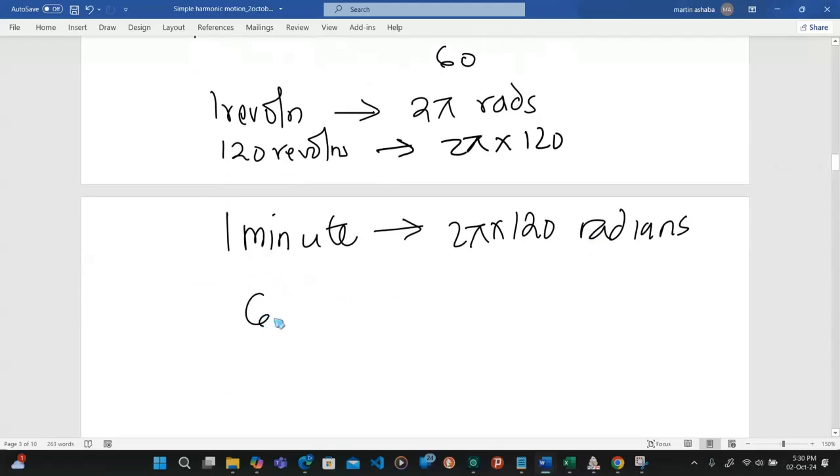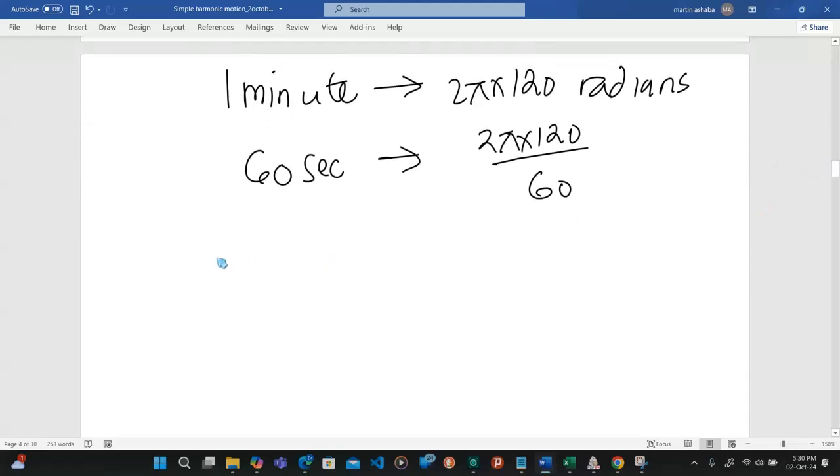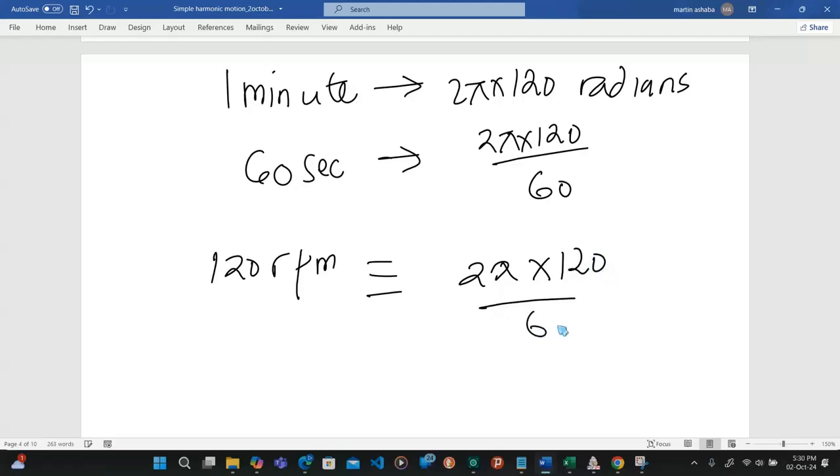What about the 60 seconds? Because this is 1 minute, which is equivalent to 60 seconds. So instead, this is going to be 2 pi times 120 divided by 60. So 120 rpm is equivalent to 2 pi times 120 divided by 60 radians per second.